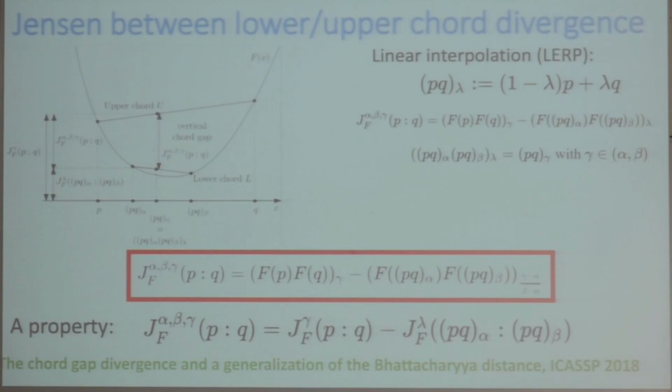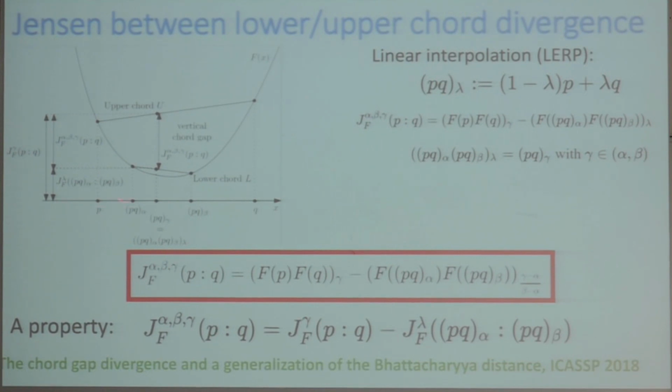So one or two years ago, I did this work that was called the Nielsen chord divergence. And the idea was very simple: you take two scalar parameters, alpha and beta, and if you want to measure the distance between P and Q, first you take a linear interpolation at alpha, then you take a linear interpolation at beta, for alpha and beta in 0, 1.